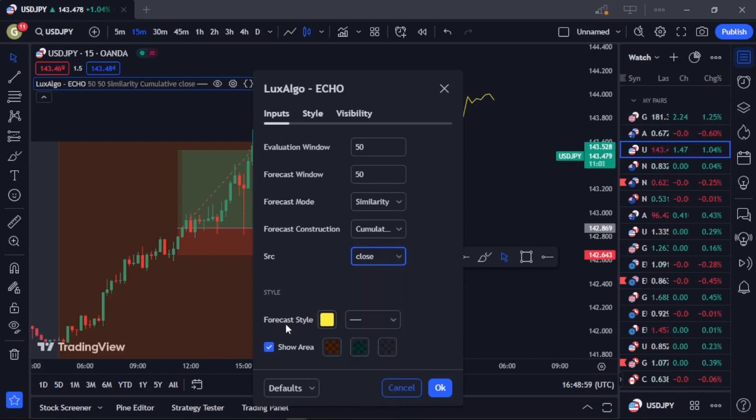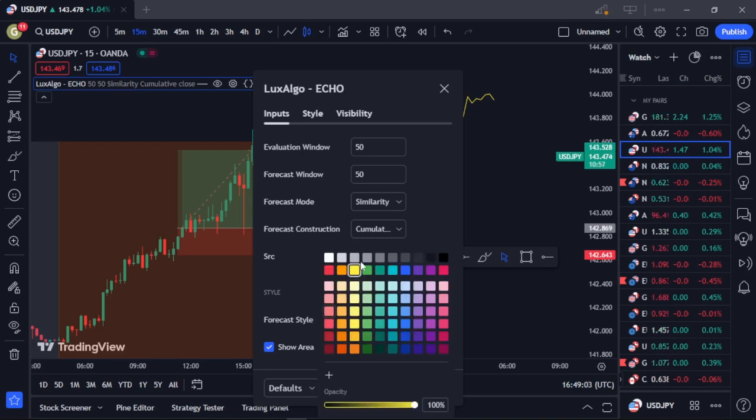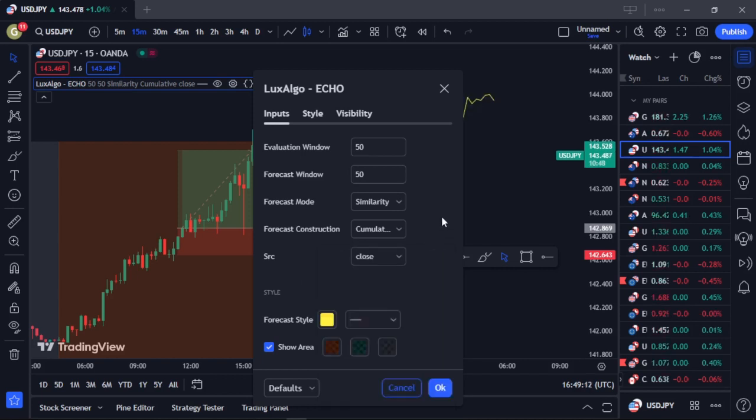The other part is simply forecast style, which is how you want it to appear on your chart, the color. You can see currently I'm using yellow because I'm on dark mode, so it's either yellow or blue that will stand out on my chart. So I'm just going to keep it as yellow. And then you can come over here to change if you want it to be dotted or straightforward. For me, I prefer it to be straight.